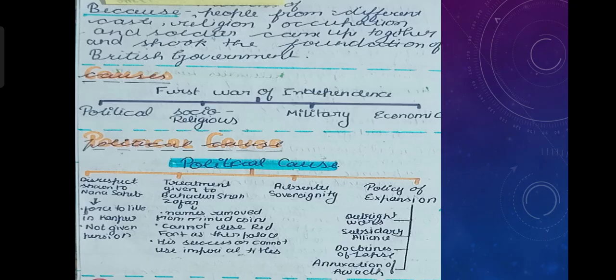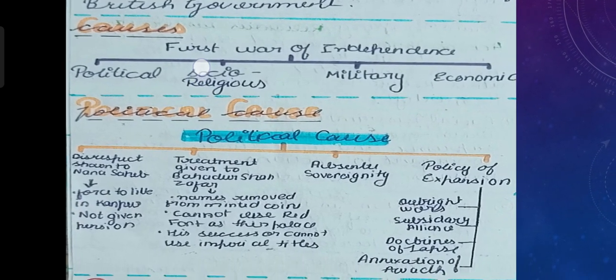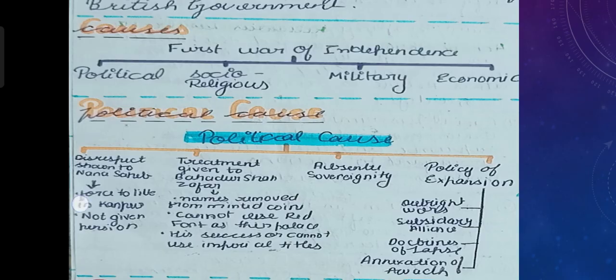So there were four main causes: political, socio-religious, military, and economic causes. Then political causes. So we move to the political causes. If you see closely over here, you may see disrespect shown to Nana Sahib. I have written the points in them only, but I have written them separately as well. But we are going to take a quick look at a summary in this flowchart.